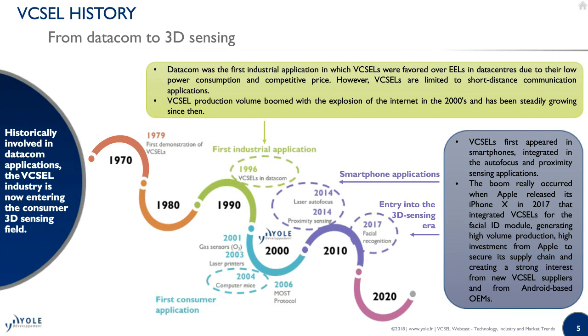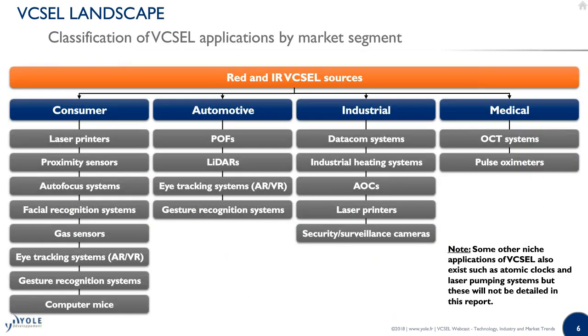But before going into details of the 3D sensing application for smartphones and the related use of VCSEL, it might be worth getting an overview of the variety of applications targeted by VCSEL. Those applications are presented here. As you can see, they are mostly driven by 4 market segments. Consumer, with applications such as laser printer, proximity sensors, autofocus system, facial recognition system, gas sensor, eye tracking system for AR, VR, gesture recognition system, computer mice, and so on.